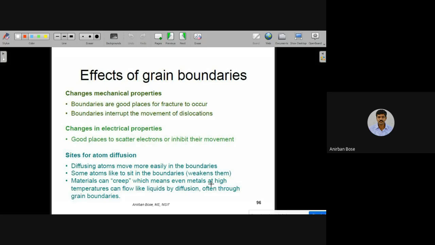But otherwise, in terms of strength, if there are more grain boundaries, the dislocations will not be easily moved because they will be interrupted if more grain boundaries are there, right?